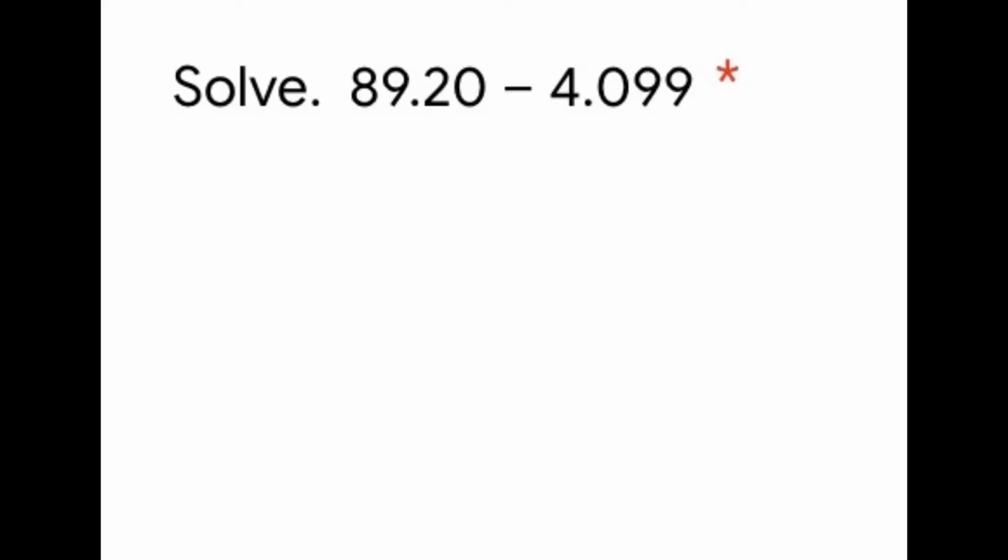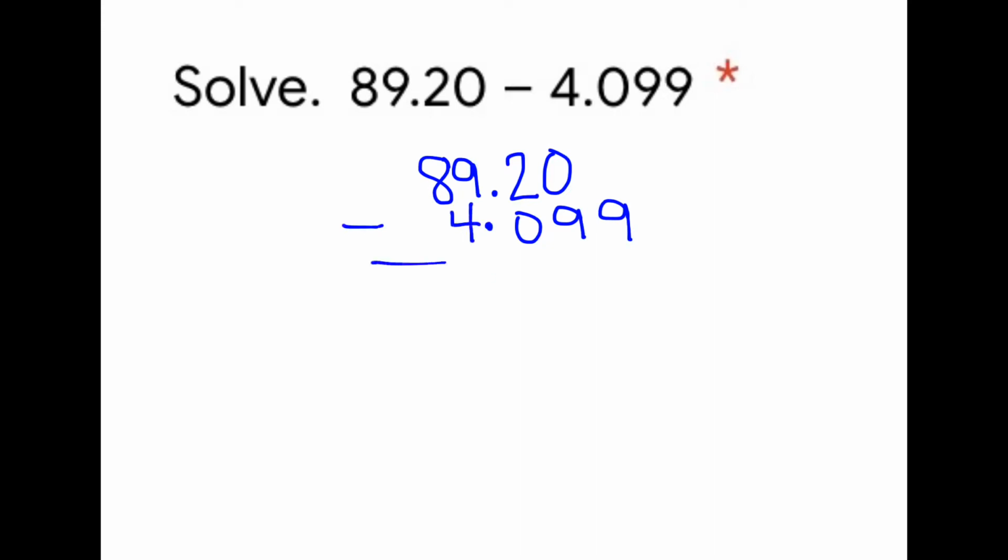Solve 89 and 20 hundredths minus 4 and 99 thousandths. What we need to do in this problem is, when we're subtracting decimals, make sure that we are lining up our decimal. So our 0, 9, 9 goes there. Our 4 goes there. We need to put a placeholder. And now you can subtract.